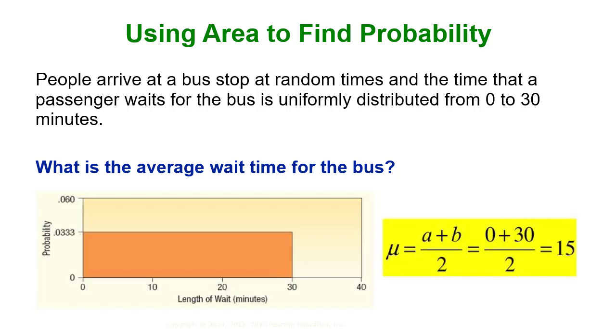All right, let's look at another example of people arriving at a bus stop at random times, and the time that they wait for the bus to show up is going to be uniformly distributed from 0 to 30 minutes. And we want to figure out the average wait time for the bus. Well, remember the formula for average is simply the average of the endpoints, right? It's the midpoint idea. So you just do a plus b, divide by 2. So in this case, 0 plus 30, divide by 2, 15. So our average wait time is going to be 15 minutes.